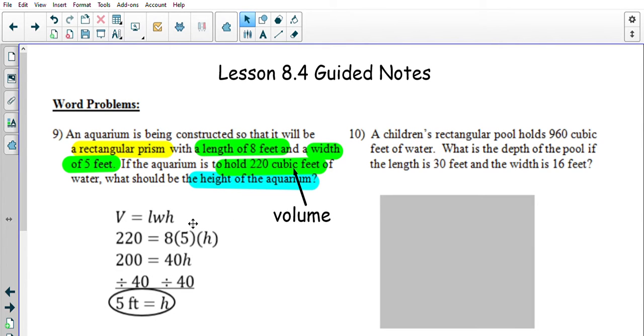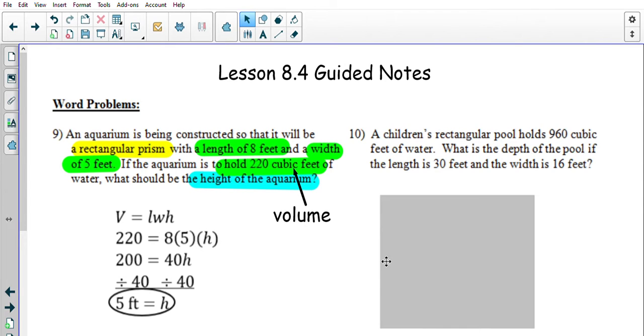Let's plug in what we know. We know the volume is 220. We know the length is 8. We know the width is 5. So we have 220 equals 8 times 5 times the height h. 8 times 5 is 40. We solve this one-step equation by dividing both sides by 40 to get a height of 5 feet. Again, since it's just a dimension, we're not going to put cubic feet. It's just going to be 5 feet, meaning this fairly large aquarium is going to be 5 feet high, or 5 feet tall. Let's take a look at number 10.